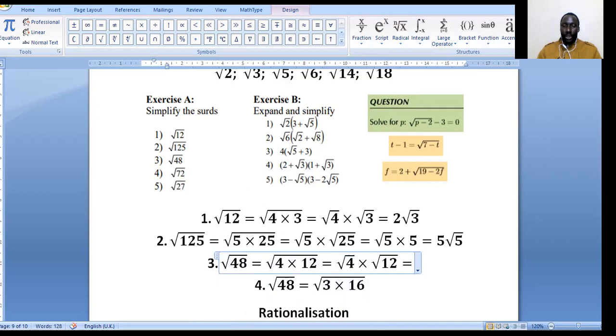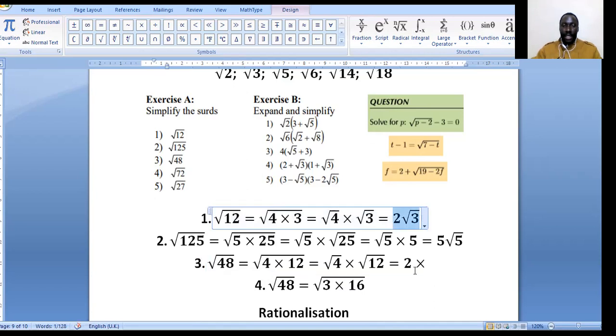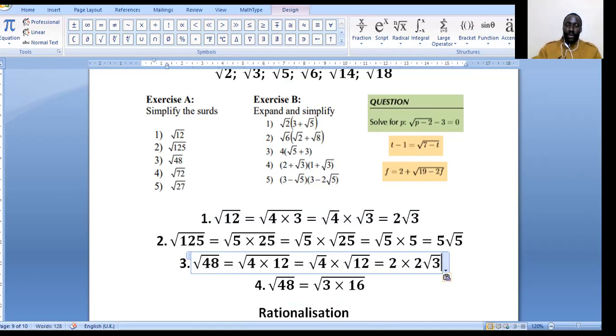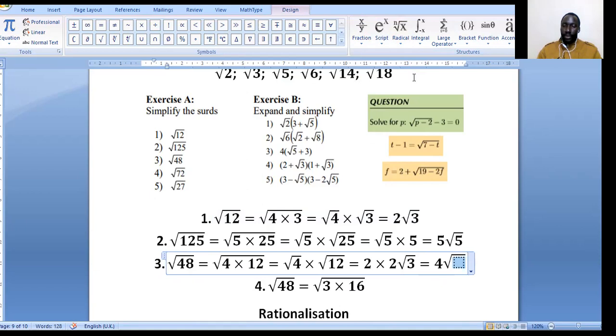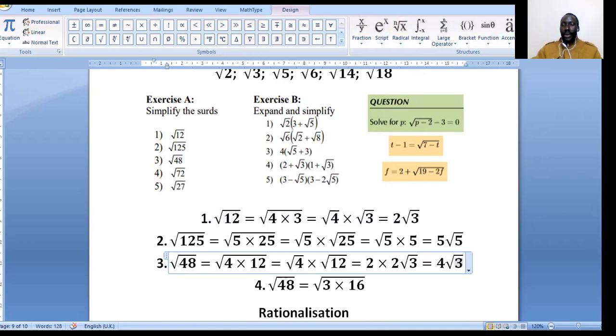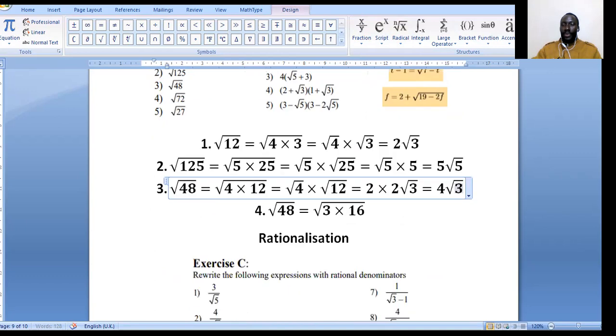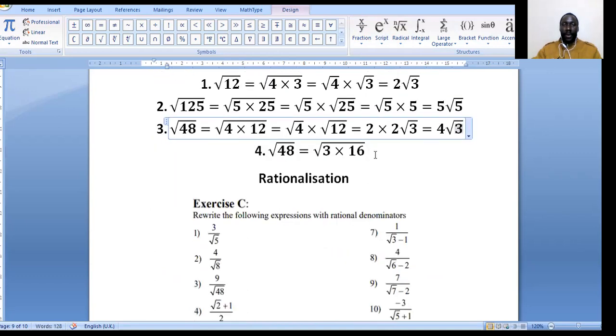So the square root of 4 is 2, that we have to multiply with the square root of 12, which we have got to be 2 square root of 3, it's up here, this value here. That is the square root of 12. So we put it there. And we can then simplify this to what? 4 square root of 3. Well, that's done. That's how we simplify the square root of 48.